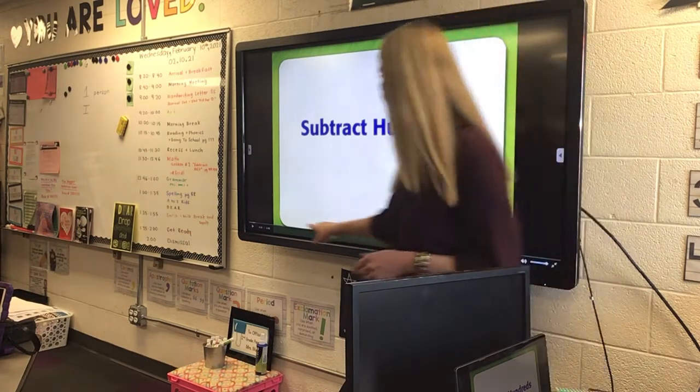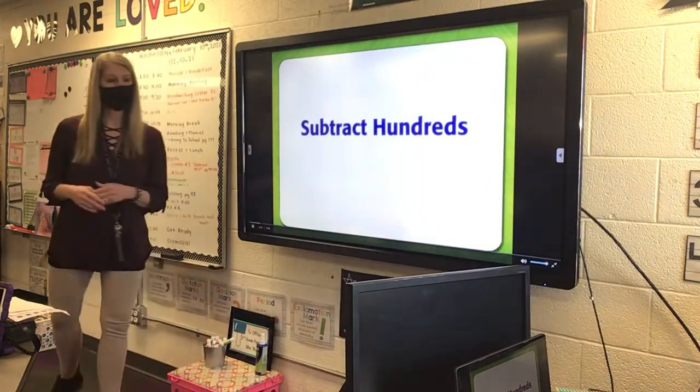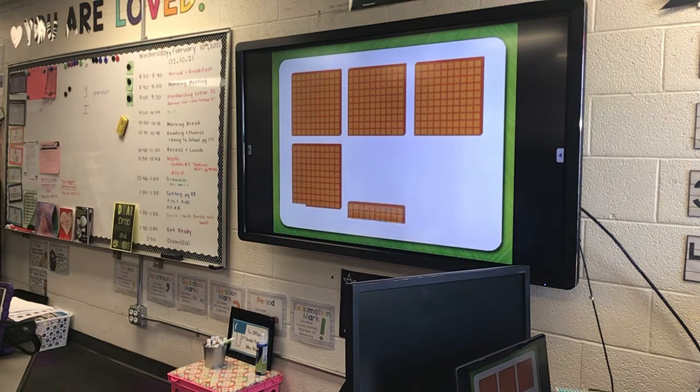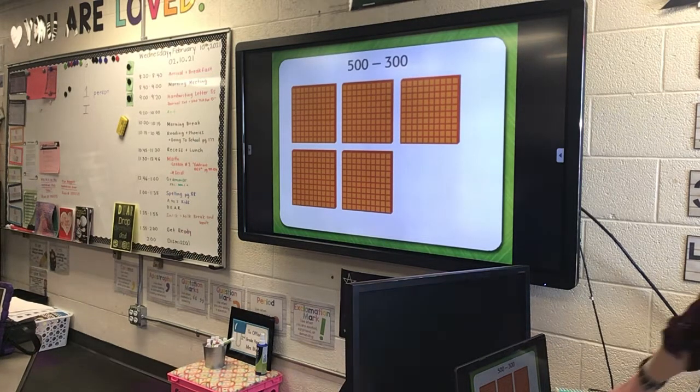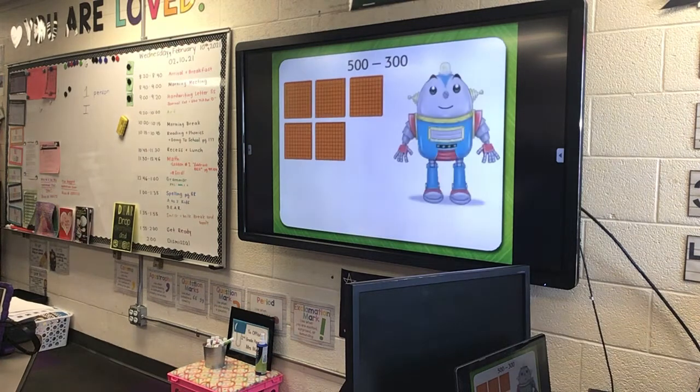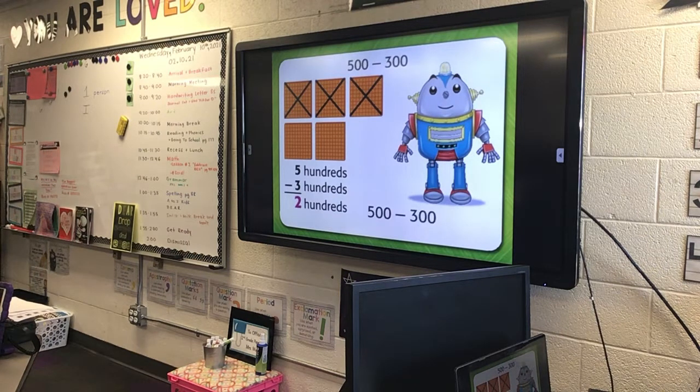All right, subtracting hundreds. We can use subtraction facts to subtract hundreds. Our problem is 500 minus 300. These 5 base 10 blocks represent 500. Matthew can help us. I know 5 minus 3 equals 2. So, 5 hundredths minus 3 hundredths equals 2 hundredths. Let's check to see if Matthew is right. 400, 300, 200. He's right. 500 minus 300 equals 200.